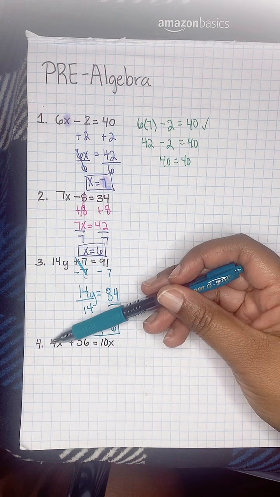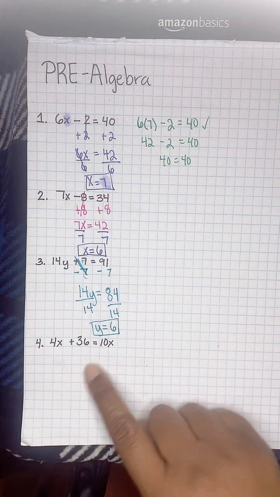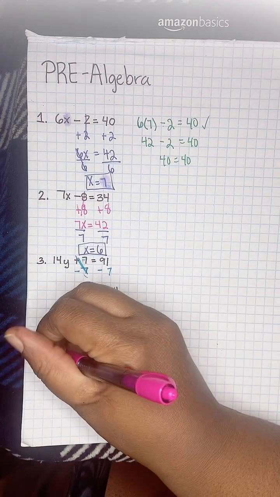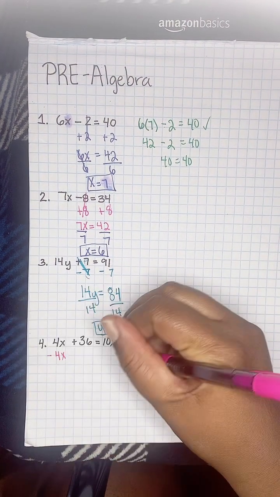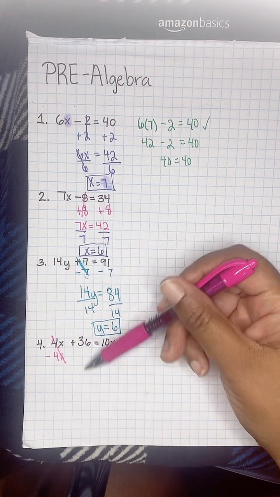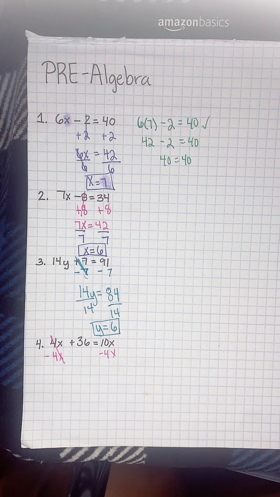So how do we move? What we want to do is get the x to this side. So we want to do the opposite of plus. We're going to subtract 4x from both sides. Technically, you're not wrong, you can move the 36, but it's just more steps.